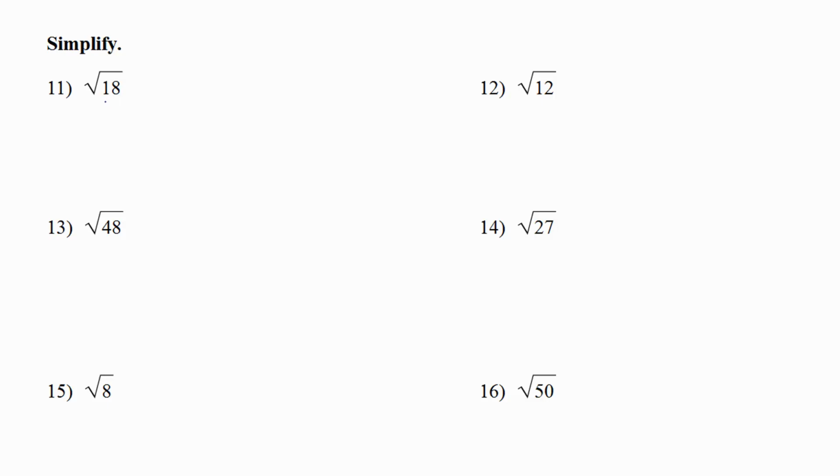up with factors of whatever's underneath our square root where one of them is something that we know the square root of. We call numbers like that perfect squares. And so we're looking for perfect square factors that we can split up the square root into.